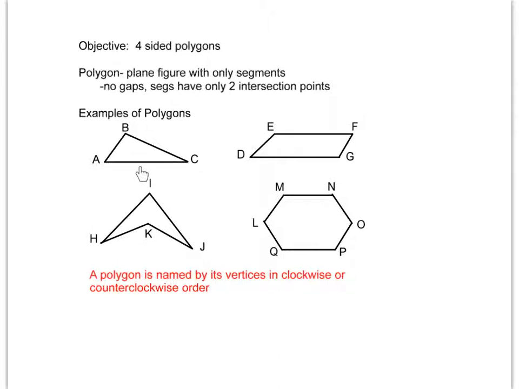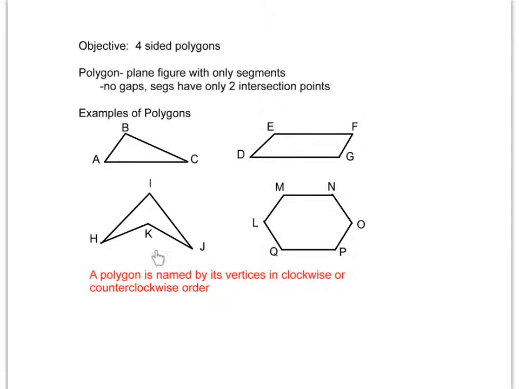This is a triangle right here. It would be triangle ABC, or as we know, triangle ACB. It can go in either direction, either clockwise or counterclockwise, going around the triangle. Here's a quadrilateral. It would be DEFG, or if you want, GFED or GDEF, but it could not be D, jump over to F, to G, to E, because I can't cross through. I have to go in order, either clockwise or counterclockwise.